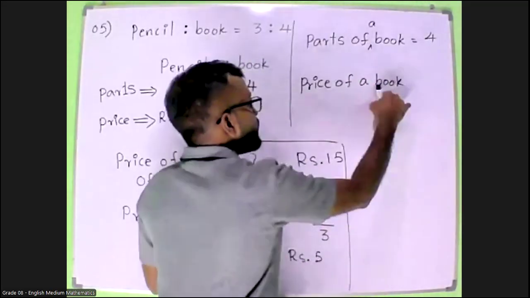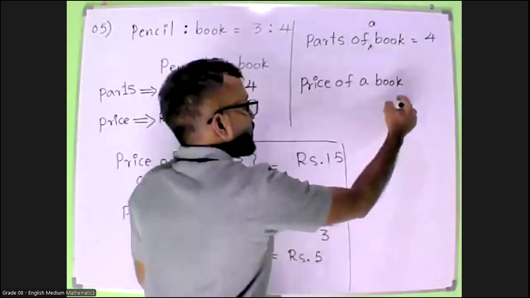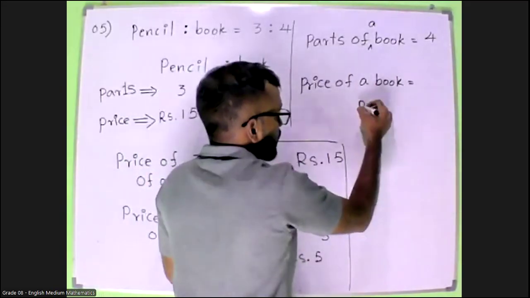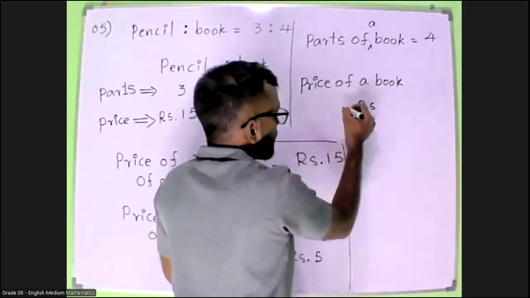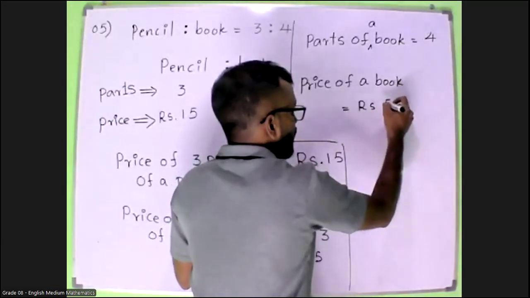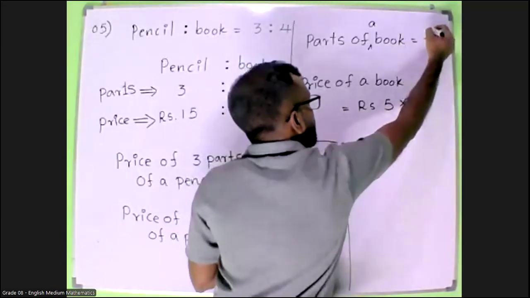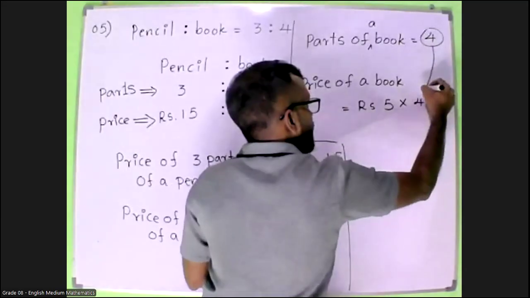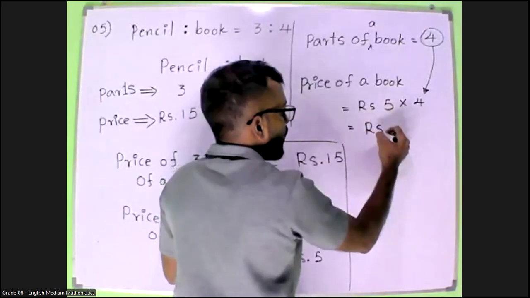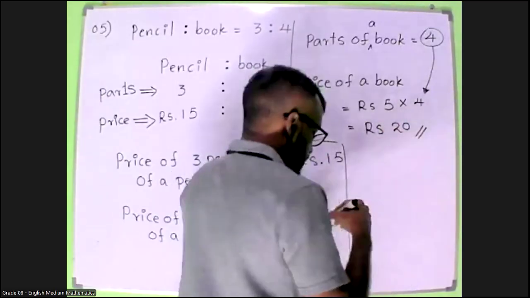How do we find the price of a book? Because a book has 4 parts, we are going to multiply this 1 part by 4. 1 part was ₹5, and the book has 4 parts. We are going to multiply it by 4. So the price of a book will be 5 times 4, 20. 20 rupees. So this is the final answer.